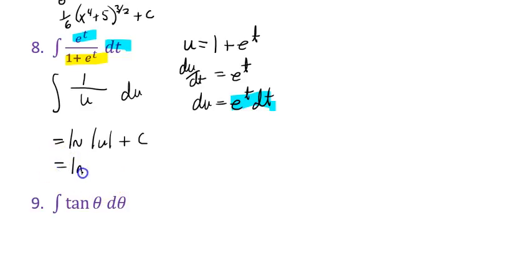And then finally plug back in. And this will be a case where actually the absolute values would not be needed because 1 is always positive and your e to the t graph is always positive. So if you were working something out, you could actually get rid of the absolute values because everything inside will always be positive.